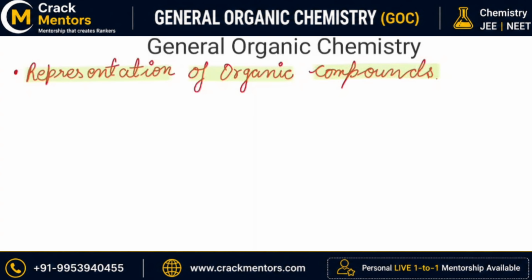We are going to start general organic chemistry. In this general organic chemistry, chemistry is divided into physical chemistry, organic chemistry and inorganic chemistry. So organic chemistry is the branch of chemistry which deals mainly with carbon and hydrogen compounds. However, halogens, nitrogen and oxygen can also be found here.